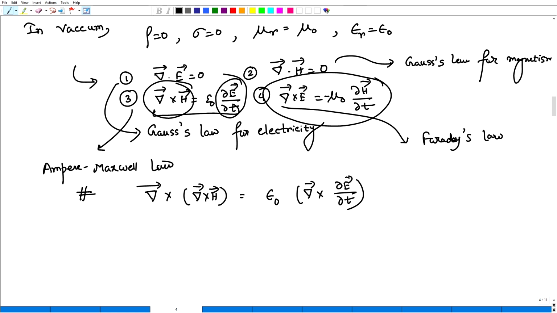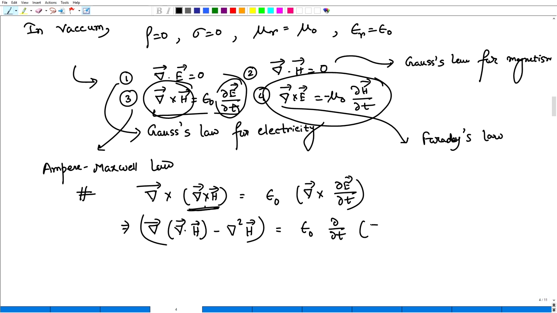Okay. So, this is our first equation; instead of using the third equation we can easily write this. This is also epsilon 0. So, here we can write del cross h minus del square h plus an operator equals epsilon 0 del by del t of del cross e. Okay.